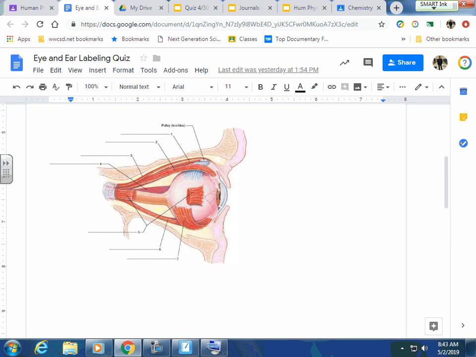Cool. The diagrams, in the bottom right, I really just wanted to see the differences between rods and cones, which are pretty easy to see because rods look like rods and cones are cone shaped. All right, so let's look at 9-7. So the ear, special sense organ of the ear. 9-7.